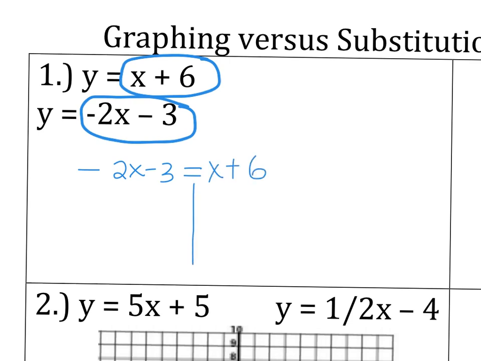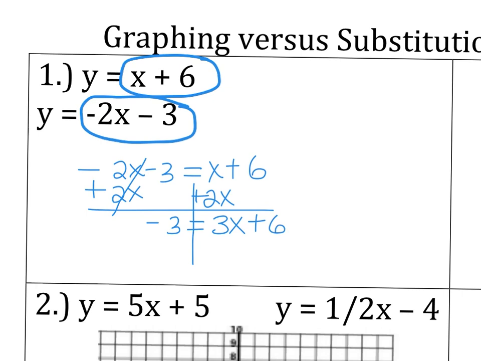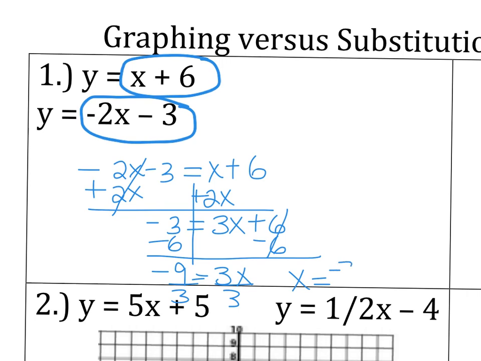So now we solve. We add 2x to the other side. We cancel those out. We subtract 3. X plus 2x is 3x. Bring down the 6. So our next step now, we have to move the 6 and do the opposite. Okay, so these are going to equal negative 9 equals 3x. Divide by 3, x is going to equal negative 3.